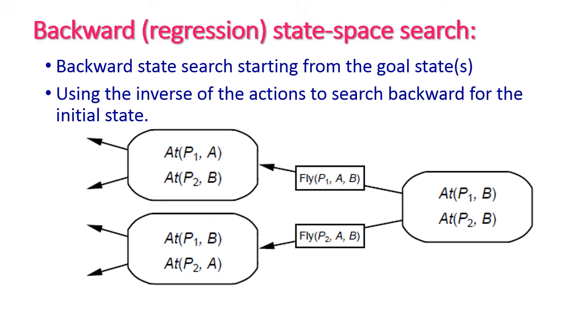So here the search starts from the goal state and the action will be applied. The action's precondition should be the sub-goal of the previous actions. So it will be repeated until we reach the initial state. So this is called backward state space search.